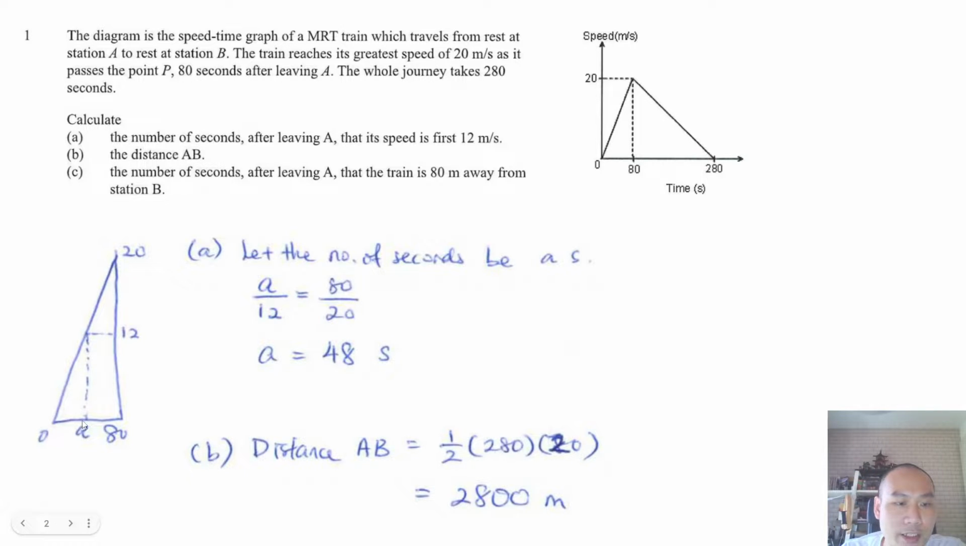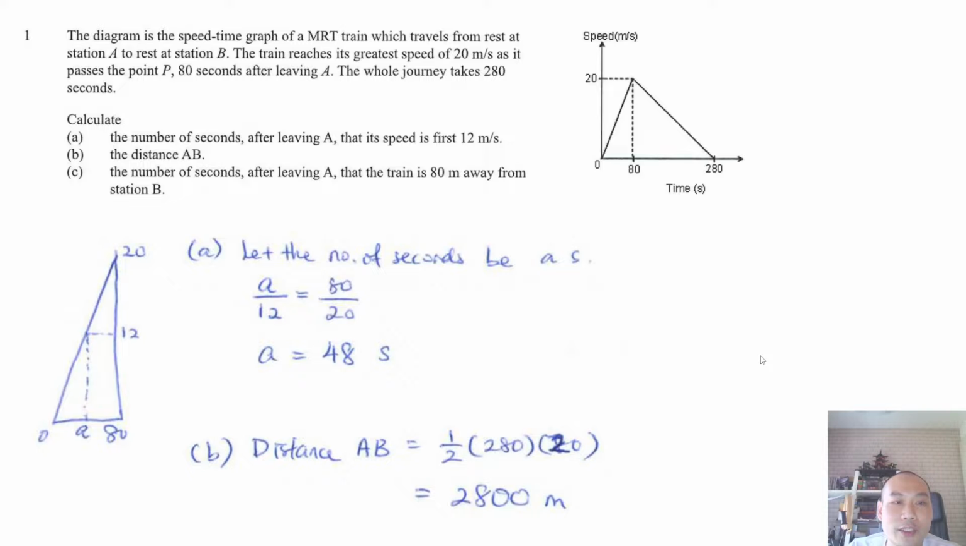The A is actually the horizontal distance of the small triangle on the bottom left, so the horizontal length, and then 12 is the vertical height, right? So that is proportional to the larger triangle, where the horizontal length, the base, is 80 and the height is 20. Okay, so by working out this proportion, we can figure out that A is actually 48 seconds, and that's when the speed is 12 meters per second, right?